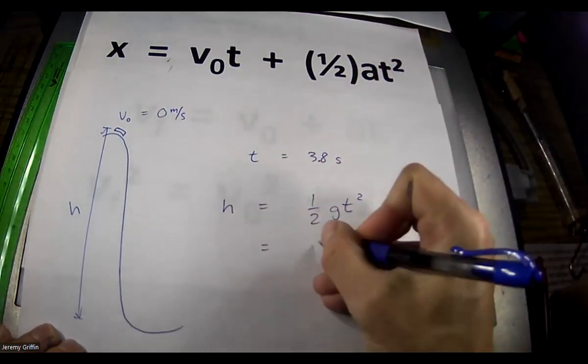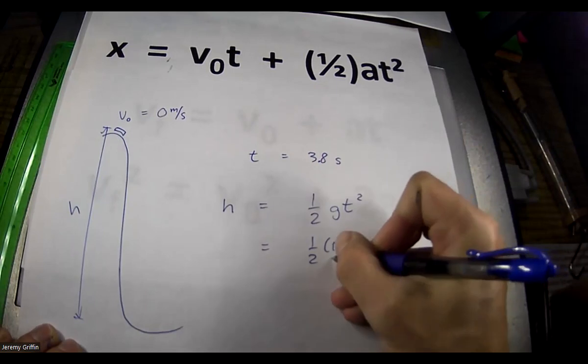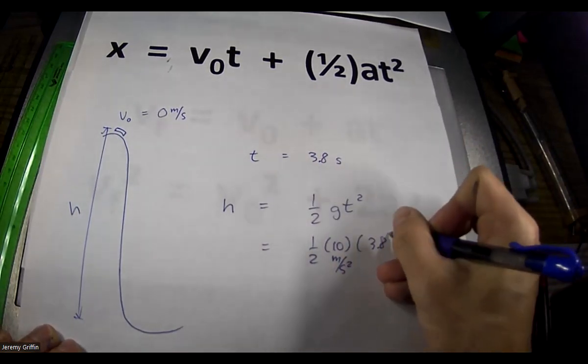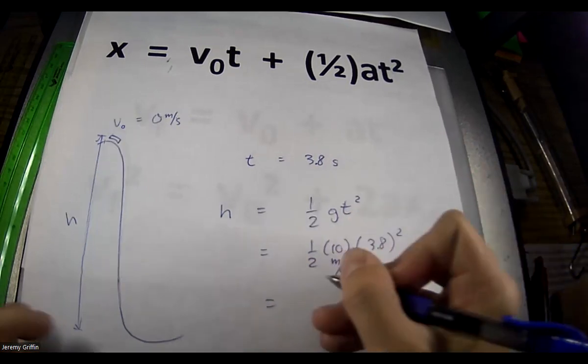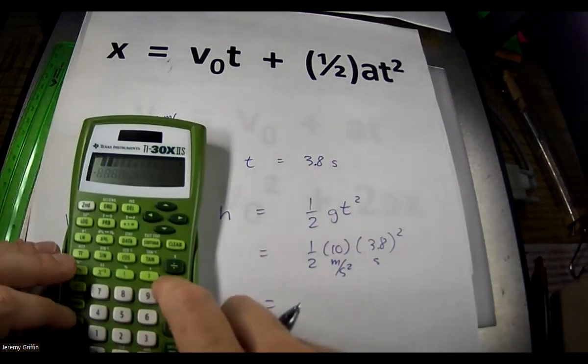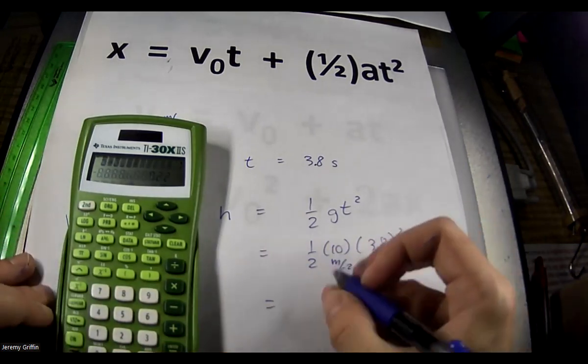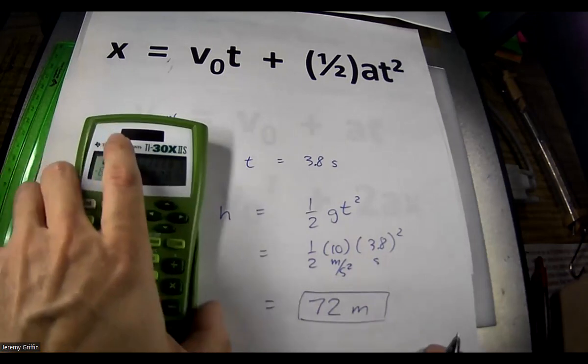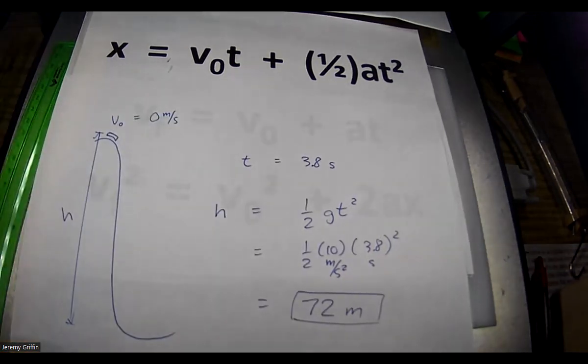So let's do 1/2, about 10 meters per second squared, or maybe use 9.8, that's fine too, times 3.8 seconds squared. That should be 72. Let's see if it is. 72 meters, and that is the answer. Hey, you guys want to do the tallest roller coaster in the world? Let's do the tallest roller coaster.